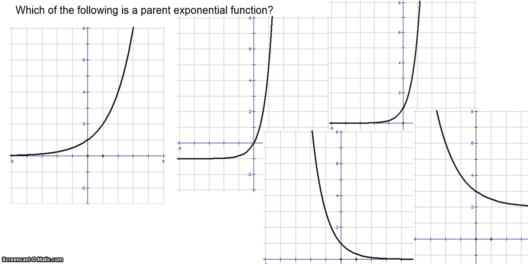Okay, the last question to go over. Which of the following is not a parent exponential function? Again, the first thing that we know is that the parent exponential function has to go this way. So that means we can cancel out these bottom two.